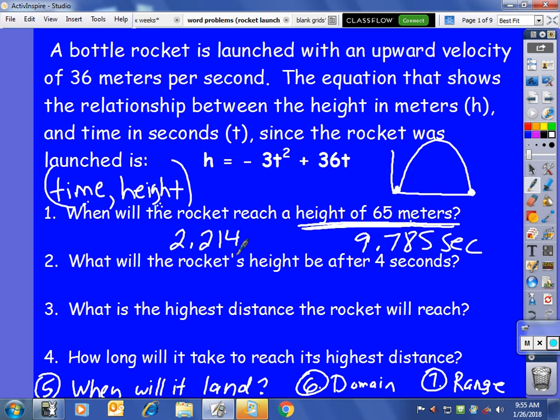Are we good with that? Please give me the unit. I think that helps you when you're trying to figure out if you're looking for an X or a Y. Please write the units on your quiz. Look at number 2. What will the rocket's height be after 4 seconds? Yeah, I'm giving you an X, and I'm asking you for the Y, because I'm asking for a height, and I'm giving you a time.